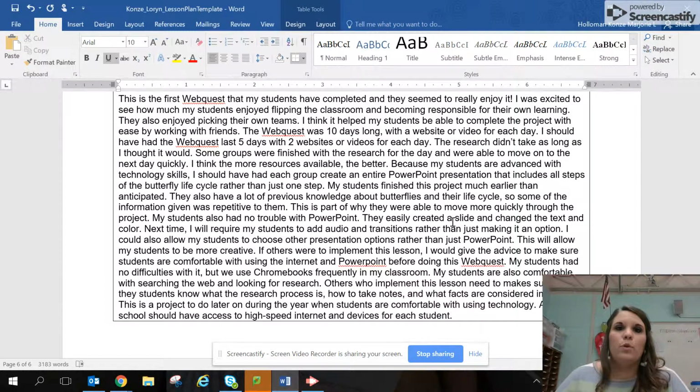And then, of course, you have to make sure you have high-speed internet. We didn't have any issues with that. Our school has Wi-Fi, and it's high speed. Each student had a Chromebook, which was nice. No difficulties happened with the technology aspect of it. But if it did, we do have 2 computer labs that I could have gone to and used.